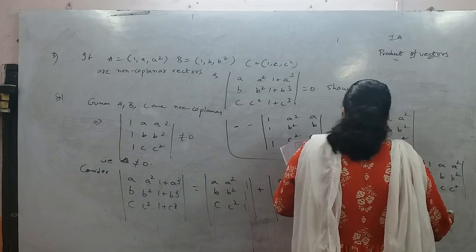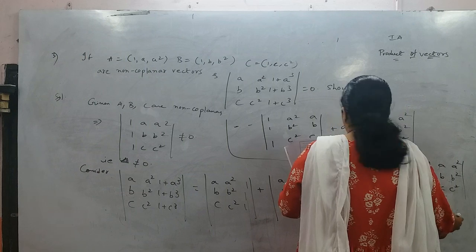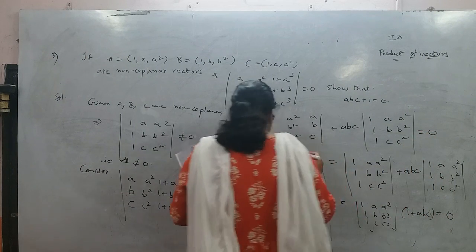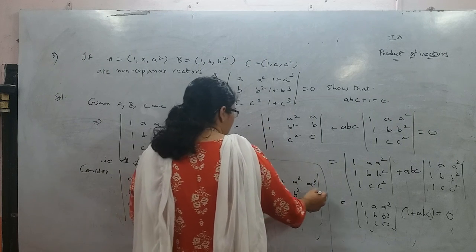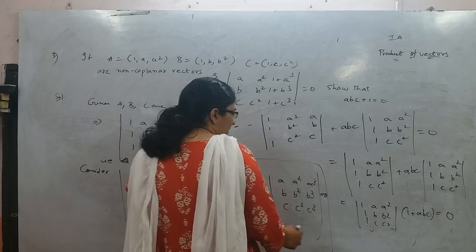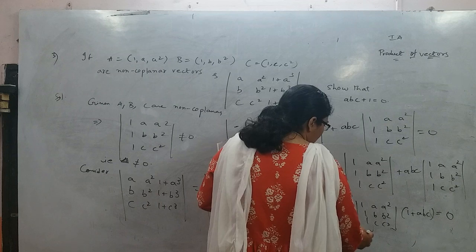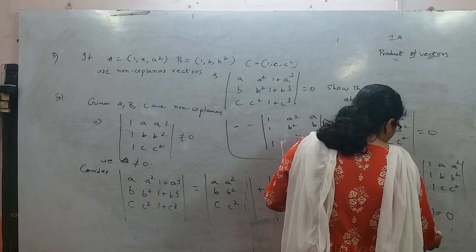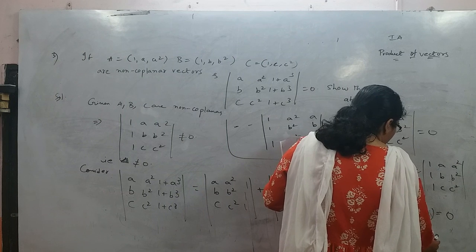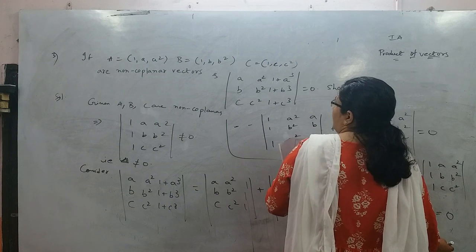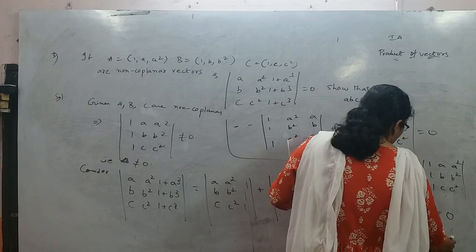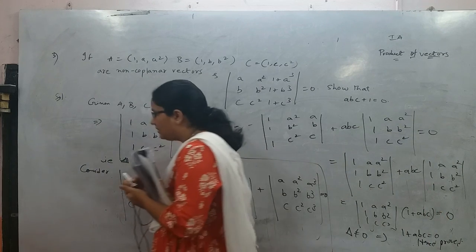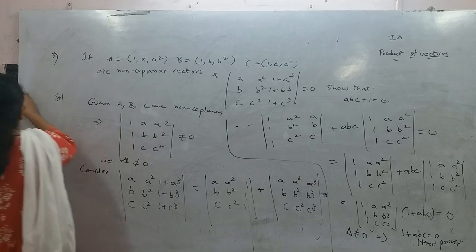Is equal to 0. Here also you have to write is equal to 0. Everywhere you have is equal to 0. You know that delta is not equal to 0. This implies 1 plus abc is equal to 0. Hence proved. You have to prove that 1 plus abc is 0. Hence proved. Next problem.